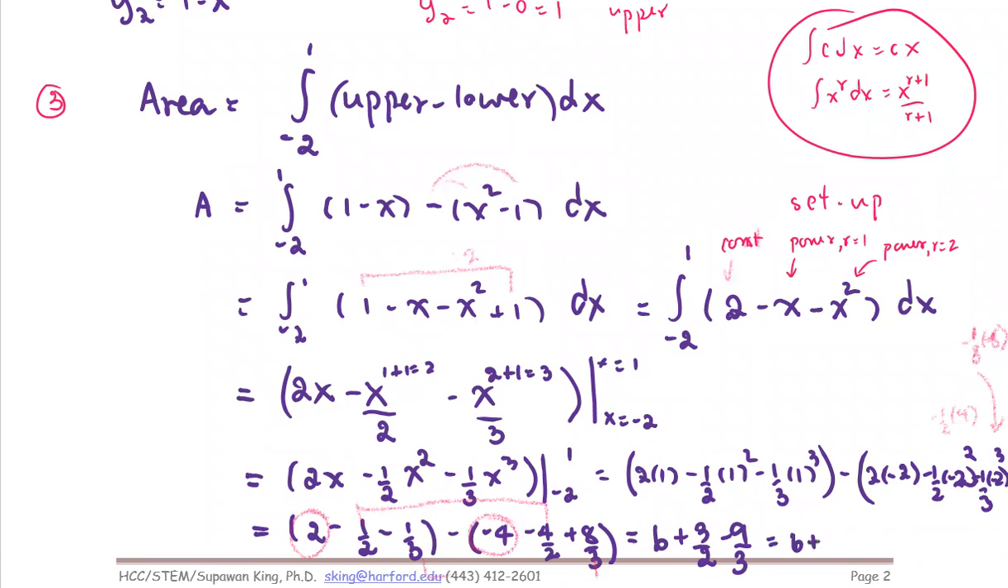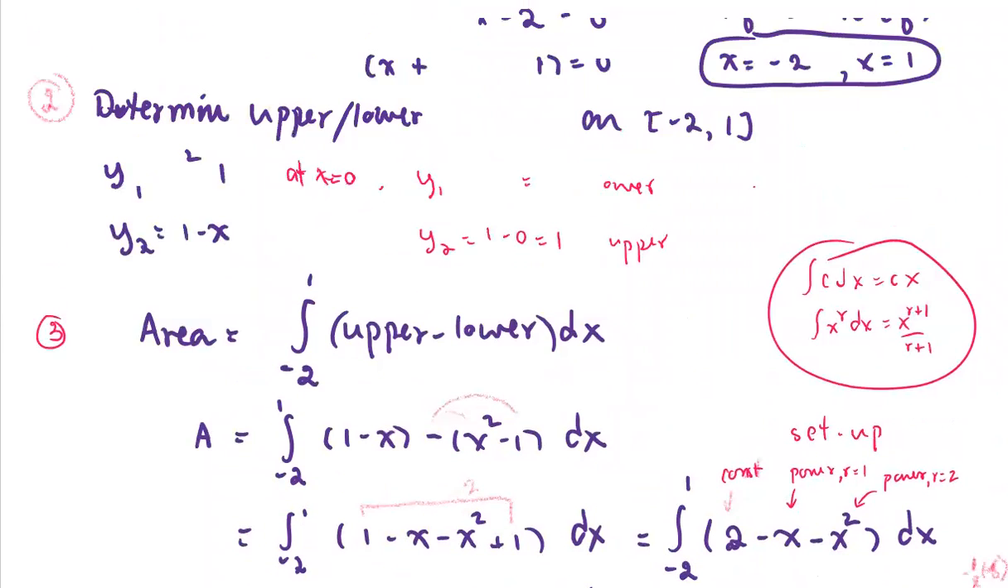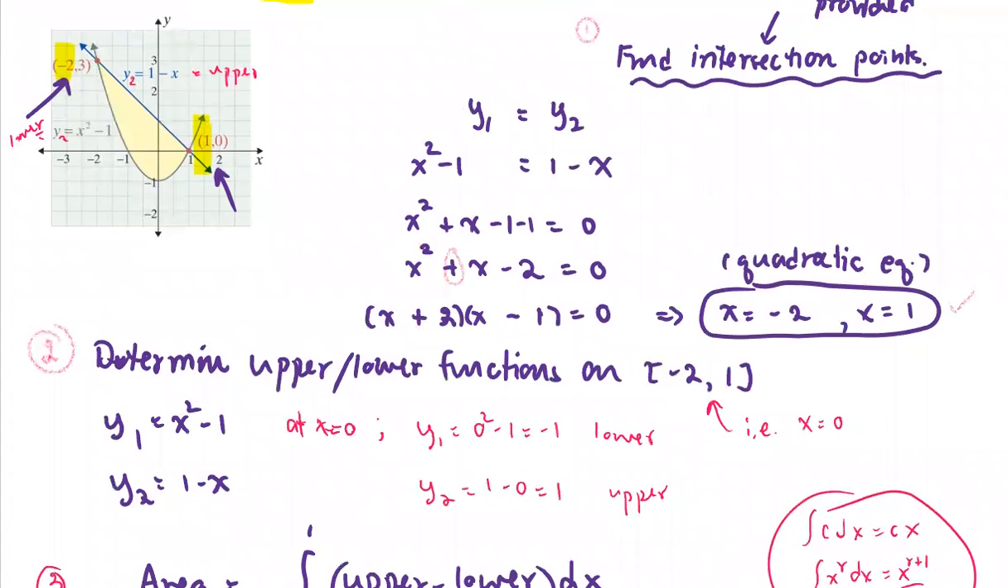So gonna be 6 plus 1.5 minus 3. That becomes 4.5 as the area between these two curves, or the area in the shaded yellow there.